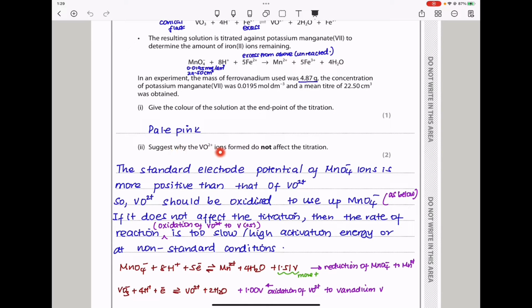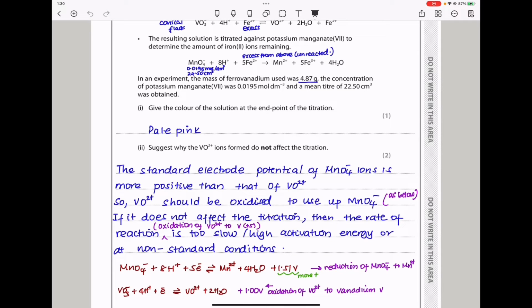Suggest why vanadium 4 ions formed do not affect the titration. In this titration, because the electrode potential of manganate 7 is higher than that of vanadium 4, manganate 7 should react with vanadium 4 for manganate 7 to be reduced and vanadium 4 to be oxidized. So according to the question, they say it does not affect the titration, meaning this reaction does not occur. So if this reaction does not occur, it means either the activation energy for that reaction is quite high, or the conditions are not standard conditions.